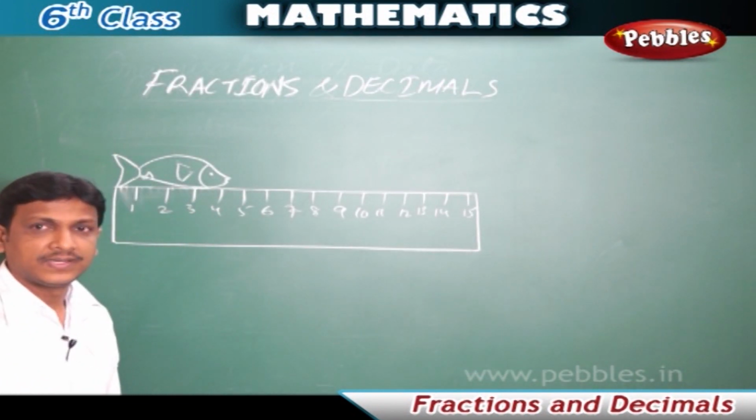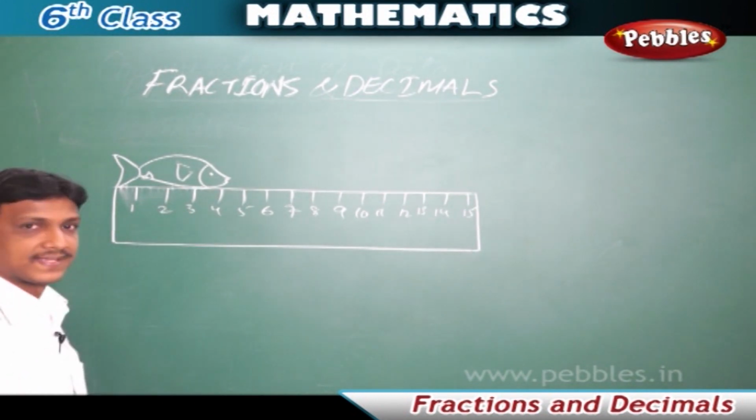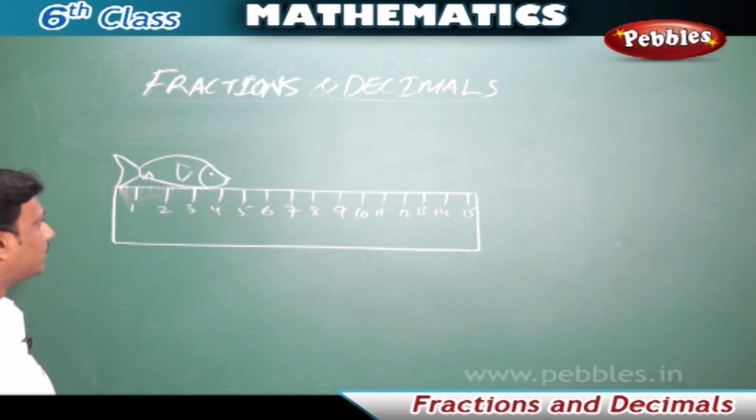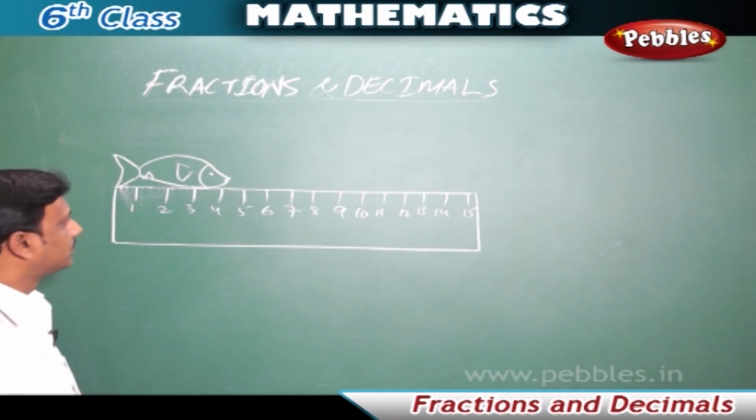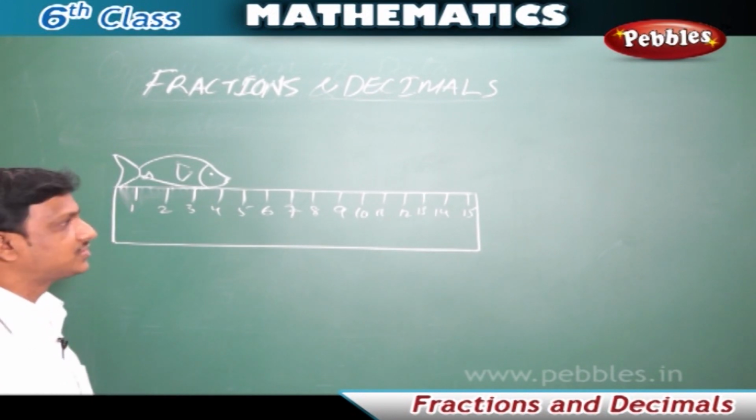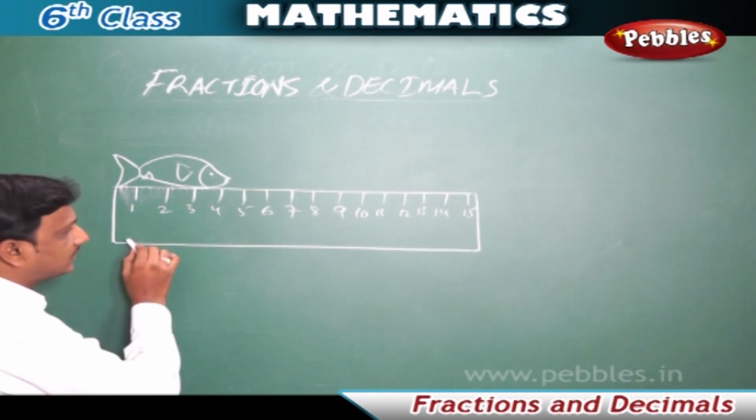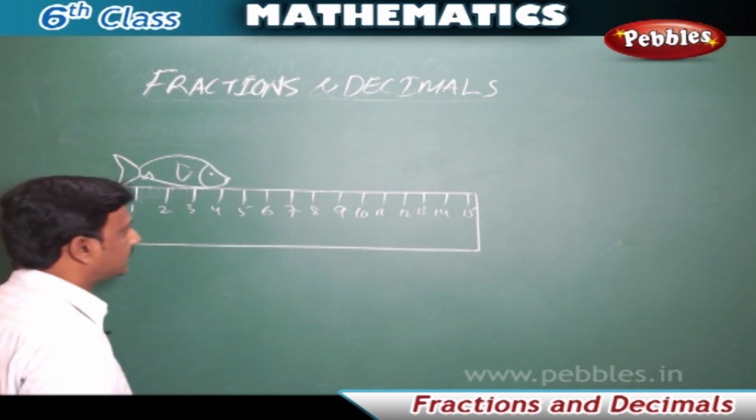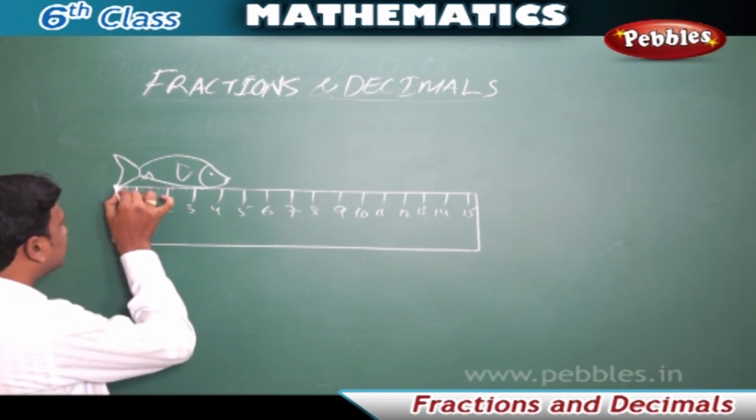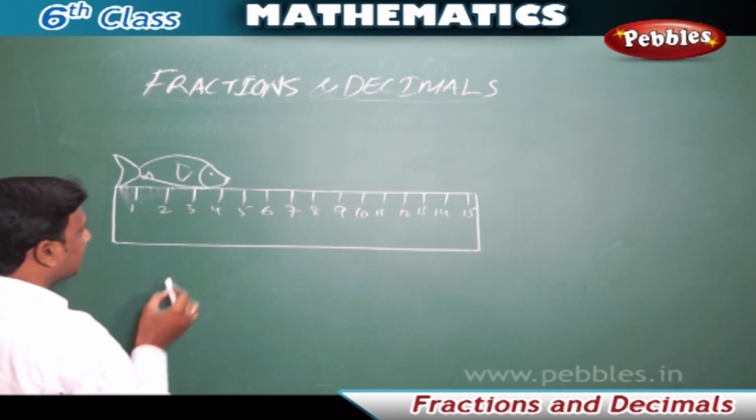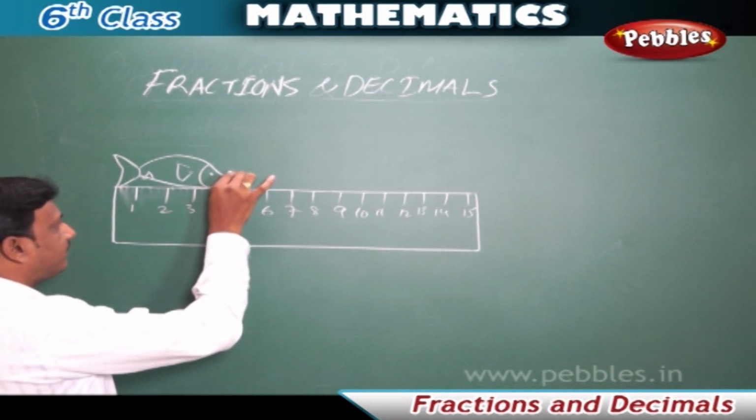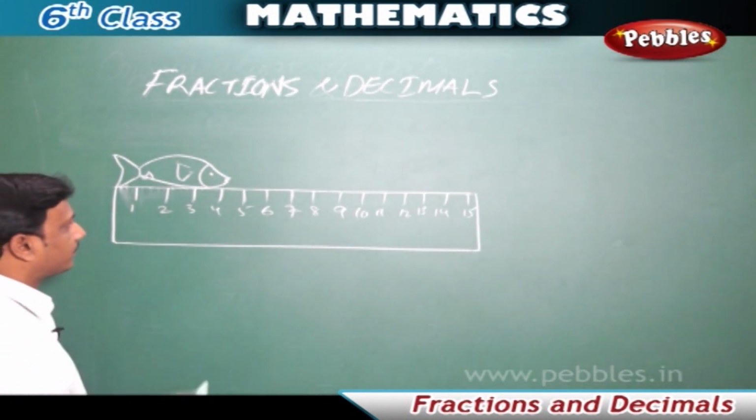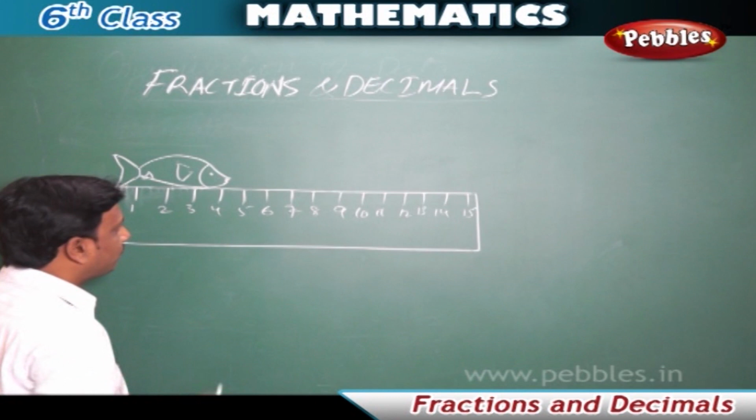Decimals. Let us understand decimals with the help of an example. See, here we have a fish. We would like to measure the length of the fish. So, we use a scale to measure the length of the fish. Here, this is a scale which has 15 centimeters graduated on it. So, we place the fish at the 0 to find out its length. Now, the length of the fish has come to 4, but it's not exactly 4.